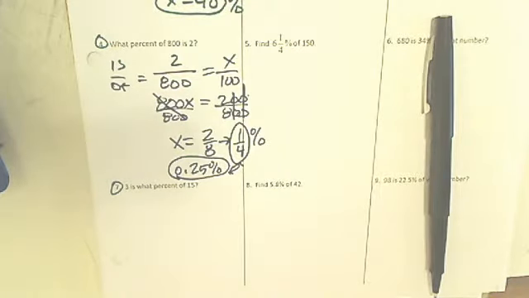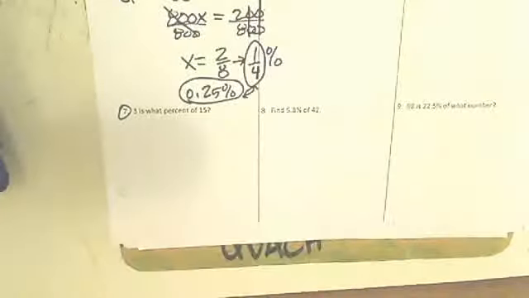Reduce all your fractions. Go ahead and do number 3, please. Do number 3. Oh, sorry, number 7. I'm sorry, number 7.